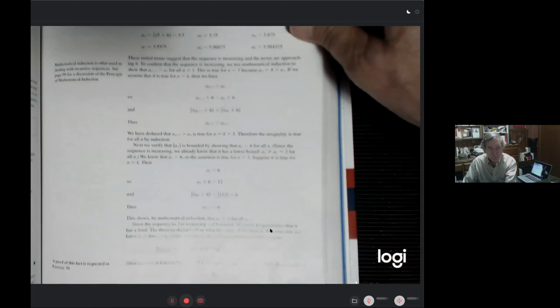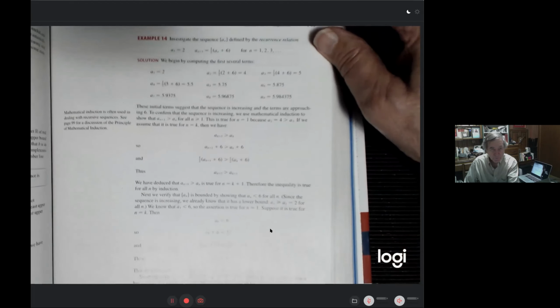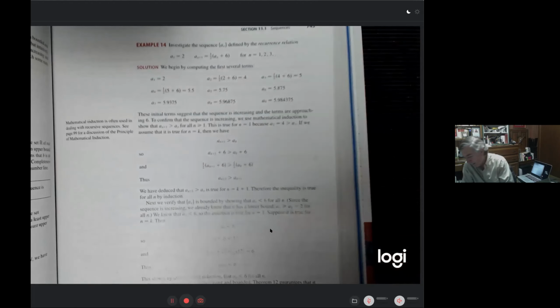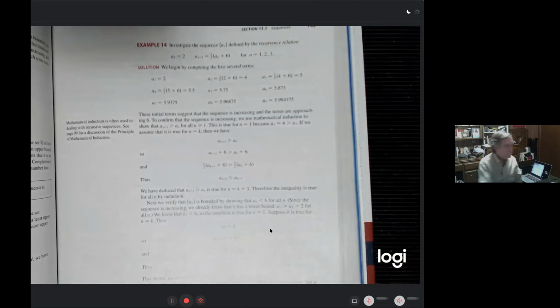And this is in WebAssign, problems like this, but this is a little harder problem. This takes a whole page to do. And let's just kind of look at it because this does occur in WebAssign. So it says investigate the sequence defined by the recurrence relation. So here's another idea. This could be a new section. It's one page, but it could be a section. So the first term is 2. The second term, that's when n is 1 here, would be 1/2 of 2 plus 6. So the second term would be 4.